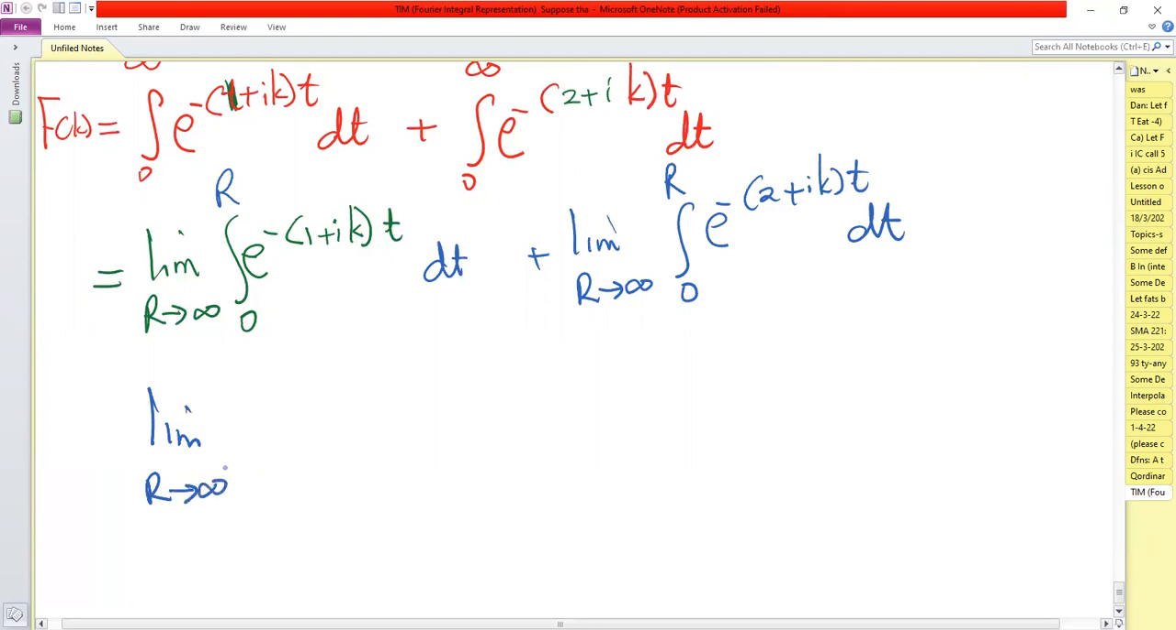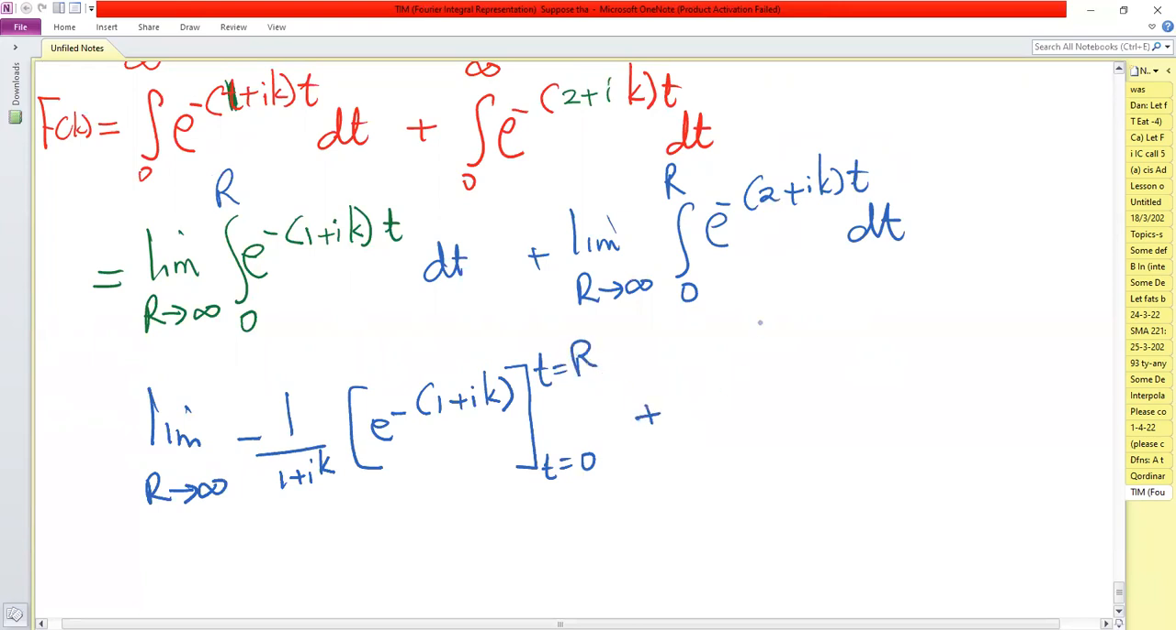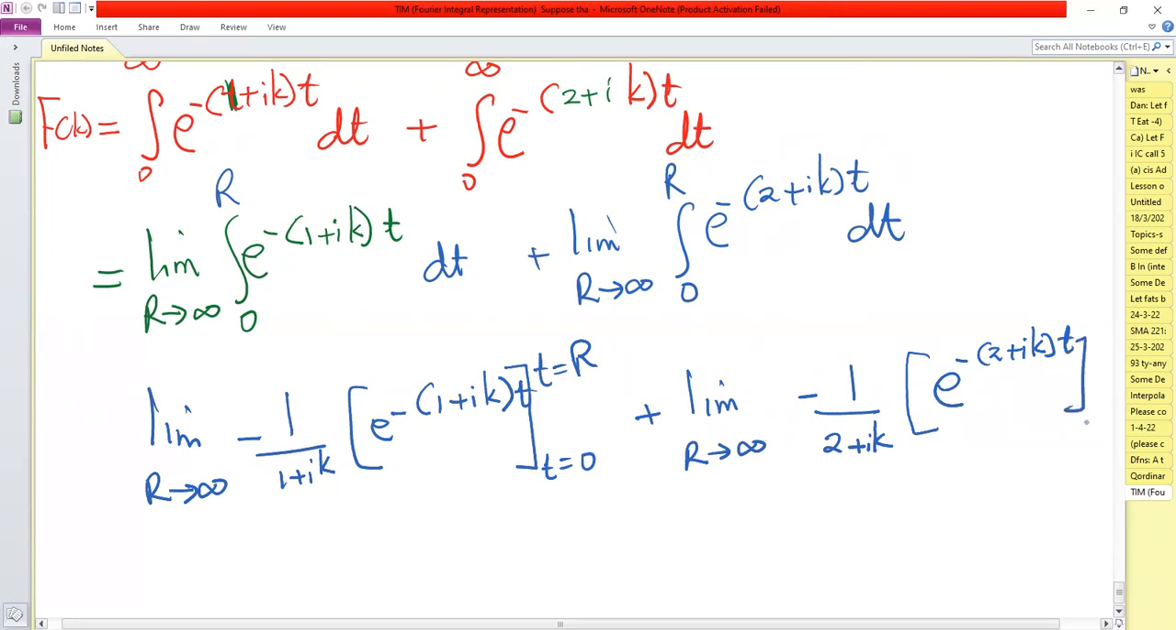Now, using the substitution method, you find that this will give us the limit as r approaches infinity of negative 1 over (1+ik) times e^(-(1+ik)t), with t from 0 to r, plus the limit as r approaches infinity of negative 1 over (2+ik) times e^(-(2+ik)t), where t is still running from 0 to r.